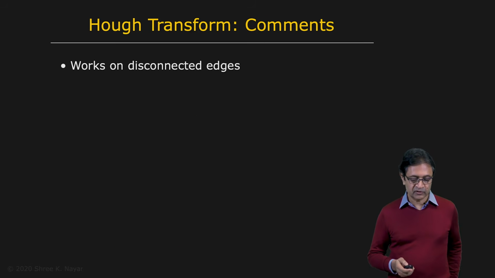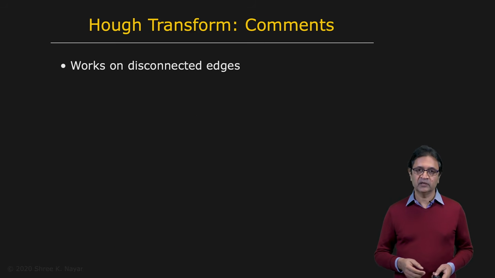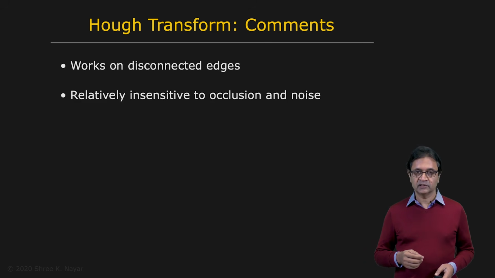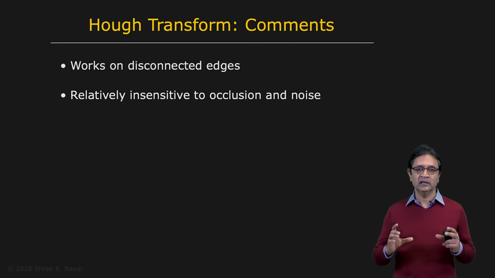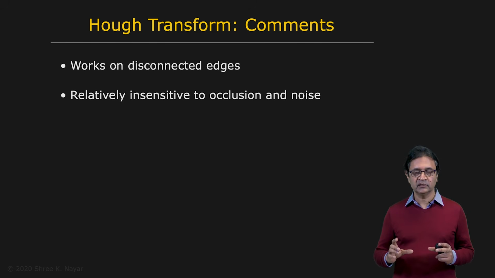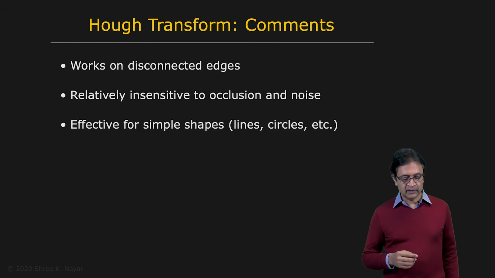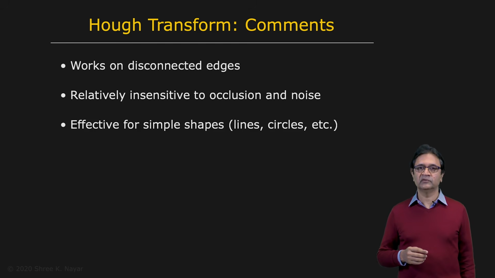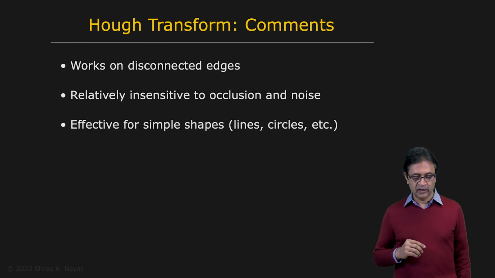So some comments on the Hough transform in general. What's nice about it is that it works on disconnected edges. It is relatively insensitive to occlusion and noise in the sense that as long as you have enough edges that actually lie on the boundary of the object, you're not going to be as affected by extraneous data or even noise for that matter. And then we know that it works extremely well for lines and circles, simple shapes with a small number of parameters.